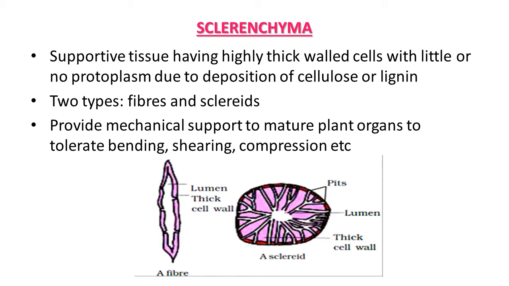Sclereids are spherical, oval or cylindrical, highly thickened dead cells. We can also study the structure of sclereids in this figure, and they are commonly found in the fruit walls of nuts, the pulp of fruits like guava, pear and sapota, sometimes in seed coats of legumes, and in leaves of tea. The main function of sclerenchyma is to provide mechanical support to the organs in plants, and it helps them tolerate bending, shearing, compression and other stresses.